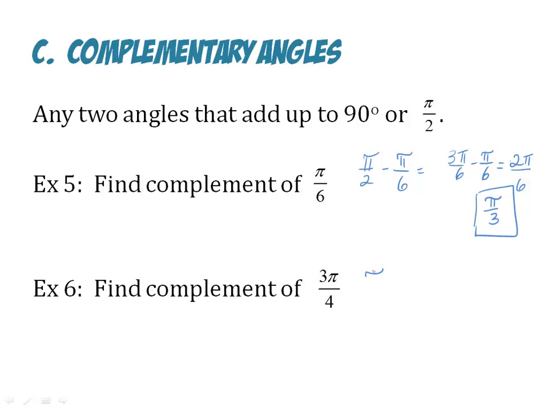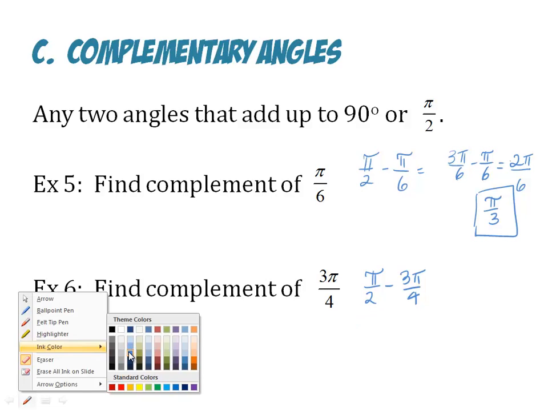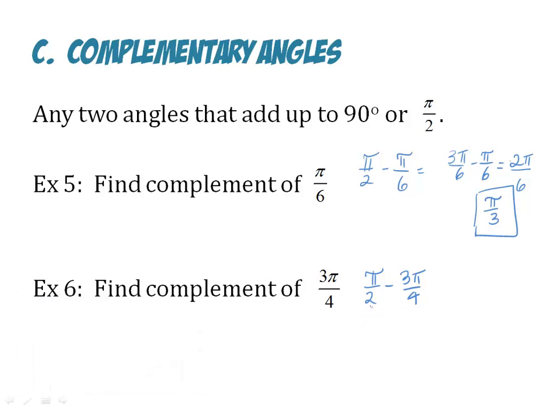Next, the complement of 3 pi over 4. Okay, so pi over 2 minus 3 pi over 4. Again, you got to get a common denominator. This time it's a 4. So I got to multiply by 2 over 2. So it gives me 2 pi over 4 minus 3 pi over 4, which gives me a negative pi over 4.